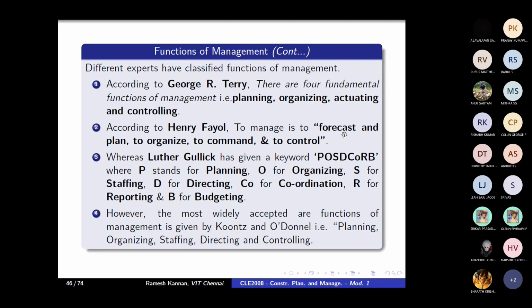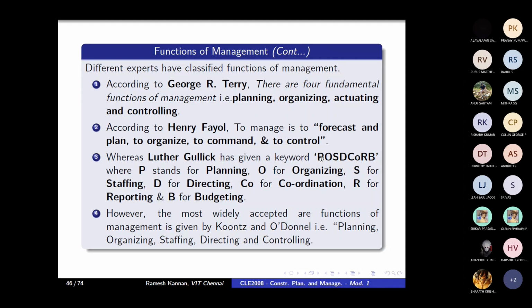Forecast is pretty much a new term that Henri Fayol put forth. Later, Luther Gulick, an American political scientist, gave seven functions of management: planning, organizing, staffing, directing, coordinating, reporting, and budgeting. To understand the seven, he gave an acronym called POSDCORB.